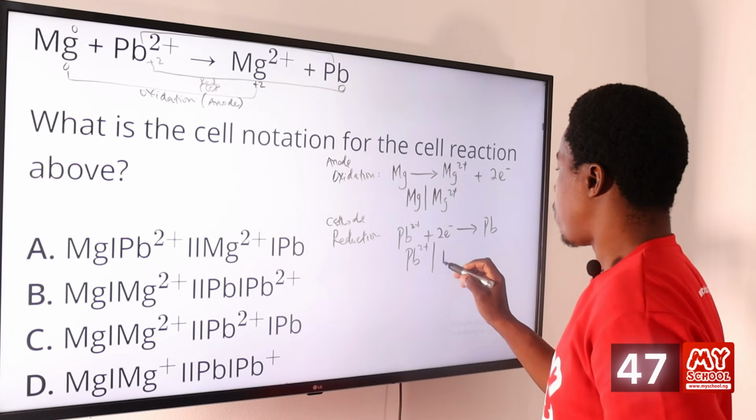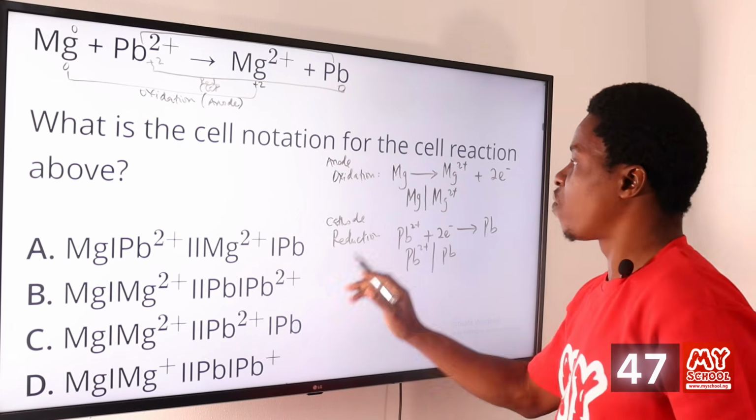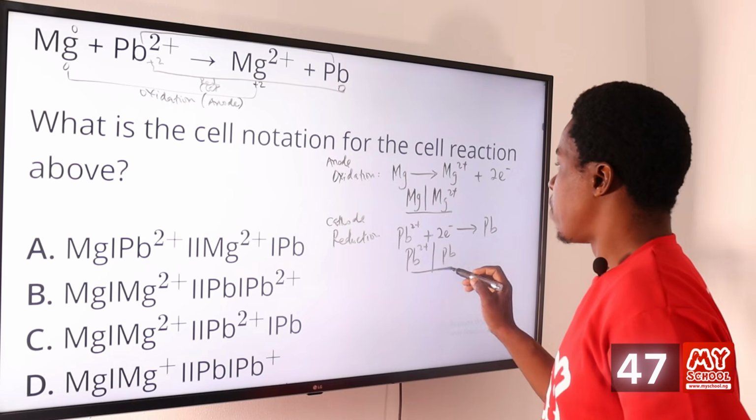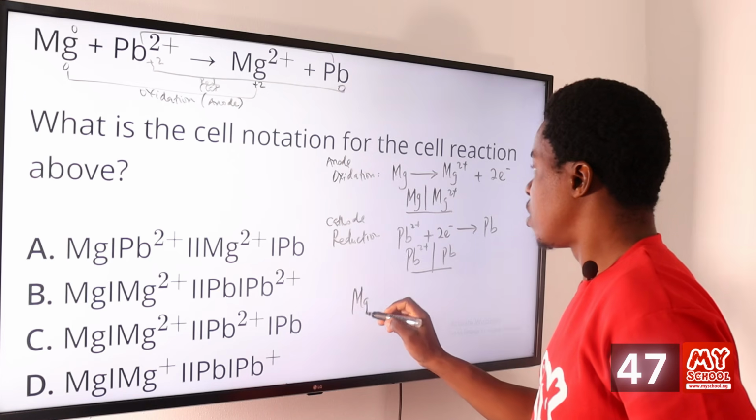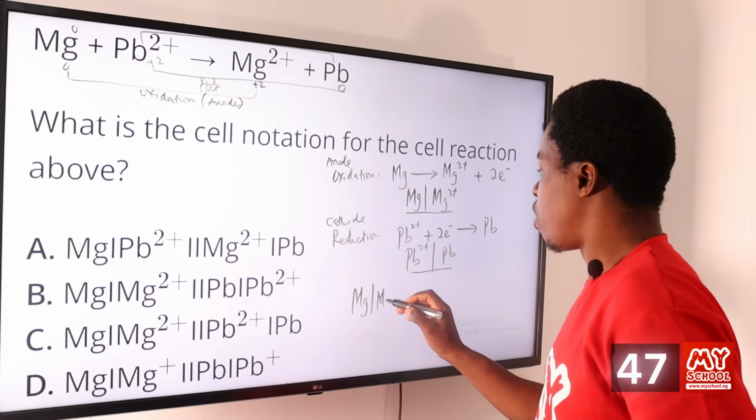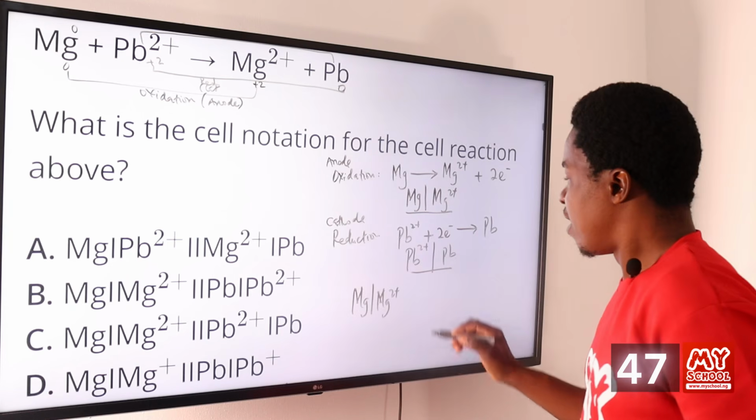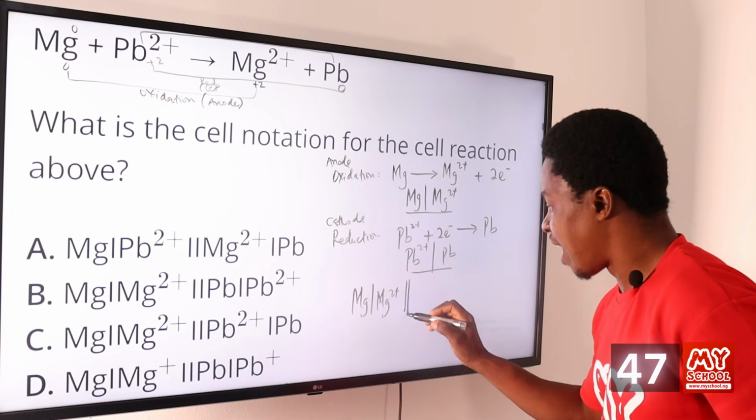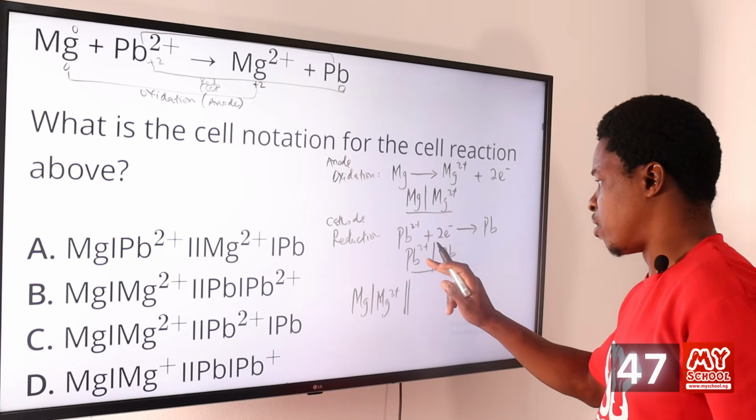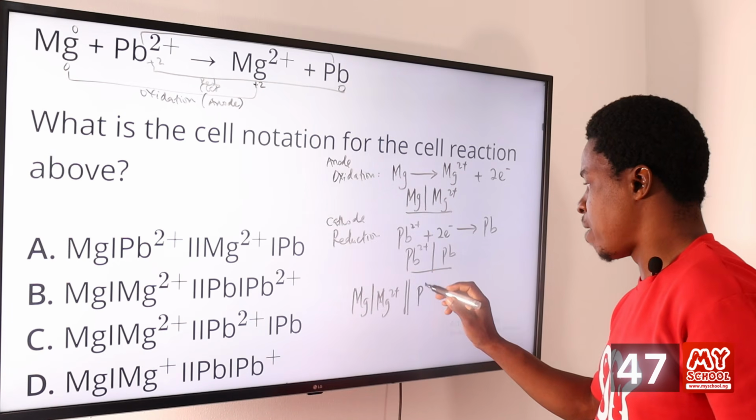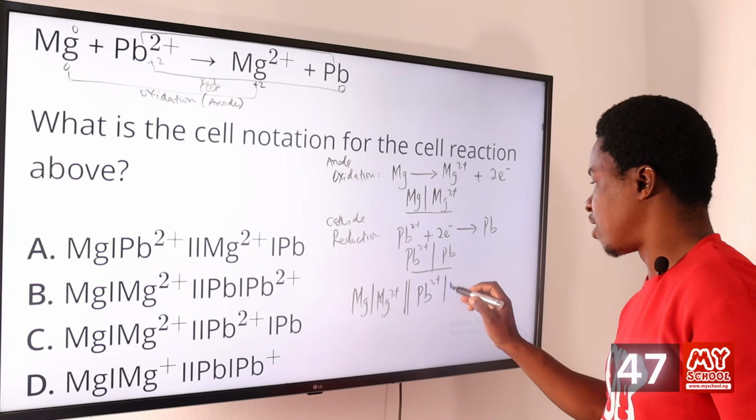Then we have slash Pb here. Now we are going to add the two together. Remember, oxidation is always at the left, so this one comes first. So it adds Mg slash Mg2+. Then we have a double slash like this, like a salt bridge, to separate the two from each other. So the second one is here, Pb2+ slash Pb.